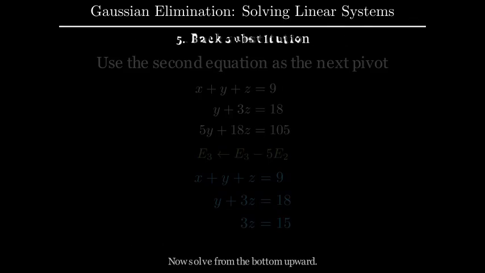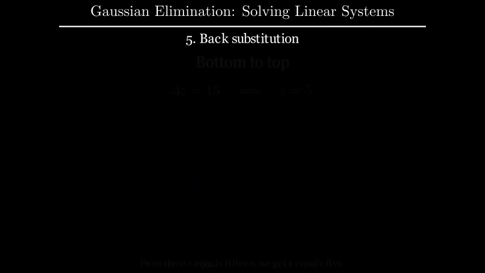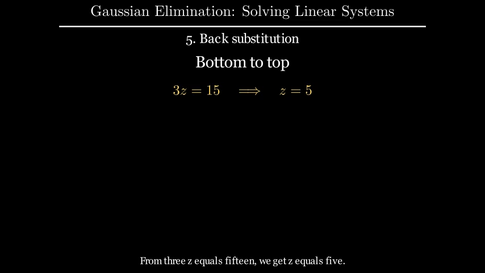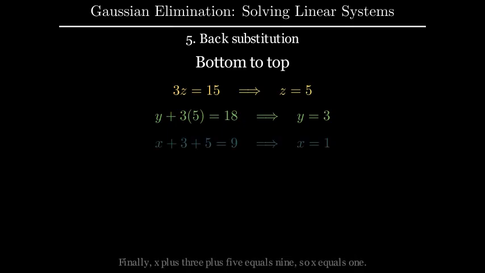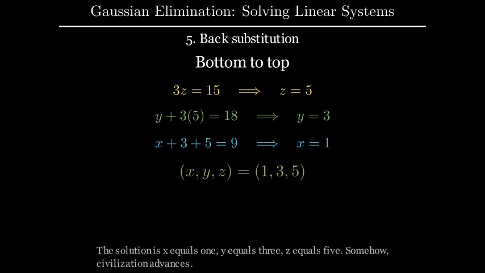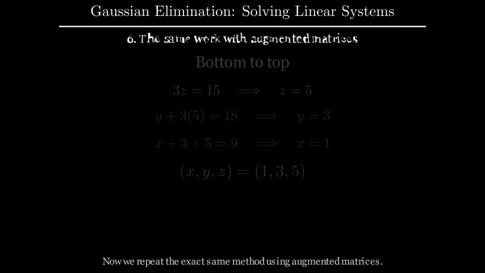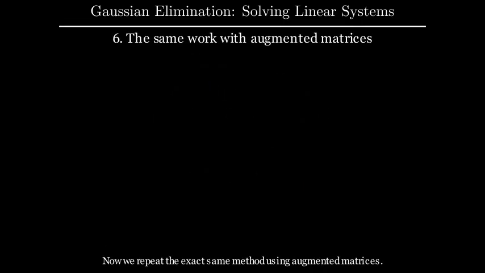Now solve from the bottom upward. From 3z equals 15, we get z equals 5. Then y plus 3 times 5 equals 18, so y equals 3. Finally, x plus 3 plus 5 equals 9, so x equals 1. The solution is x equals 1, y equals 3, z equals 5. Somehow, civilization advances. Now we repeat the exact same method using augmented matrices.